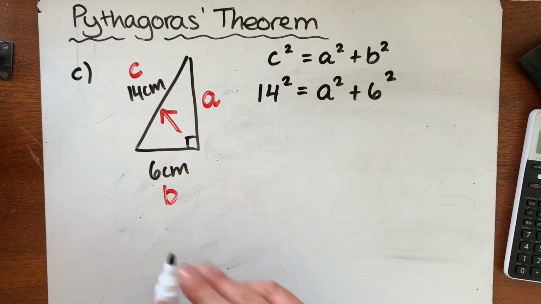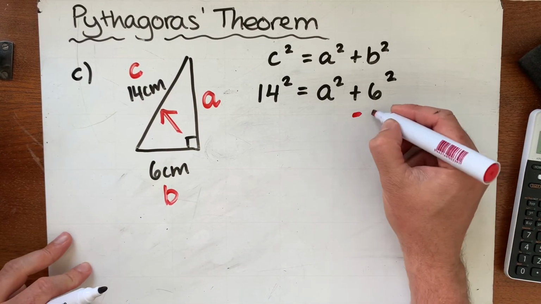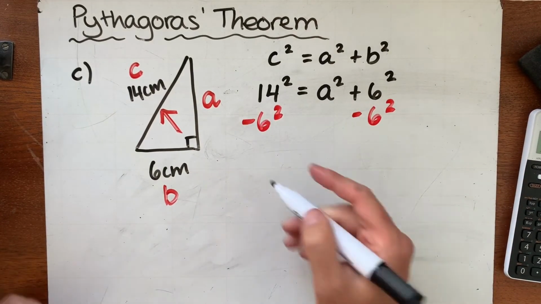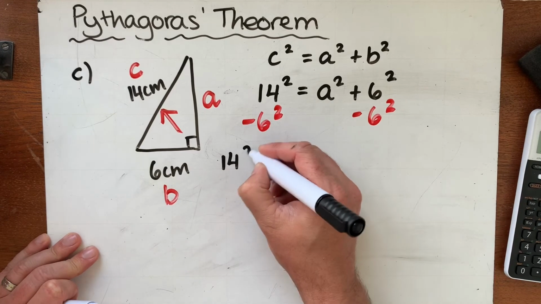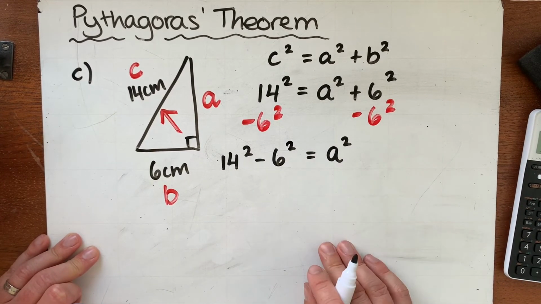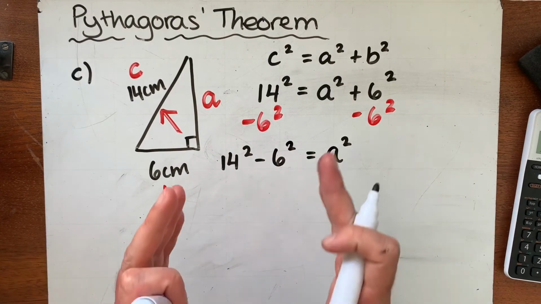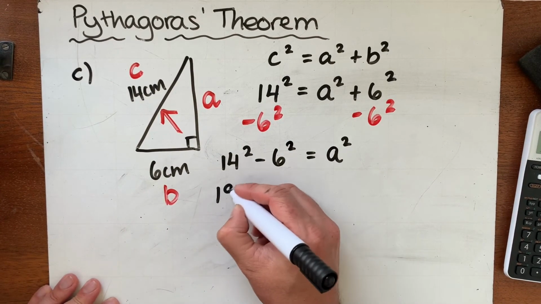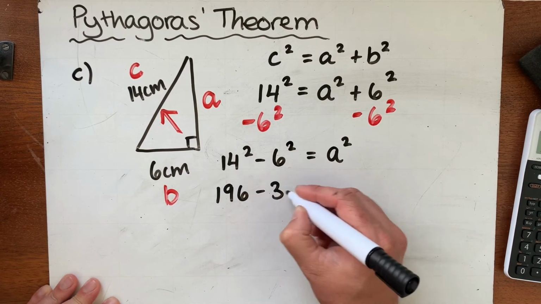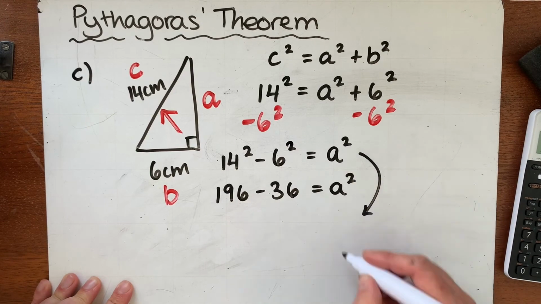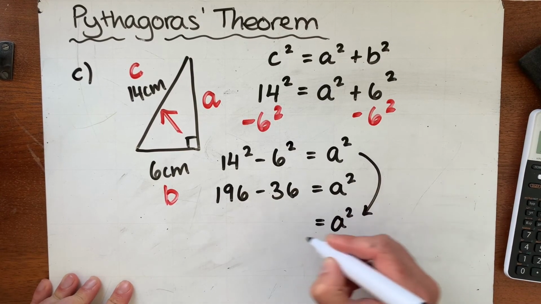We're going to remove our 6 squared from each side, so remove 6 squared from that side, need to do it from this side. So we've got 14 squared minus 6 squared equals A squared. You can put this in your calculator at this point and go straight to the solution. I'm just trying to show you all the different steps, so this next step is kind of optional. You could go from here straight to this next one, which is A squared is equal to 160.